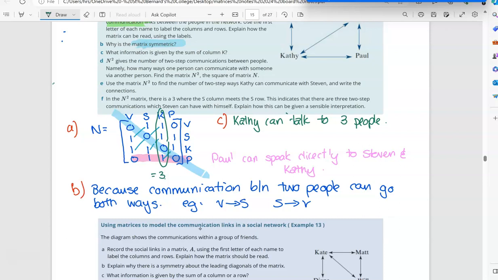Okay, it says now N squared gives the number of two-step communications between two people. So that's right, we said that. Namely, how many ways one person can communicate with someone else via another person. Find the matrix N2, the square of matrix N. All right, so we're going to do that.